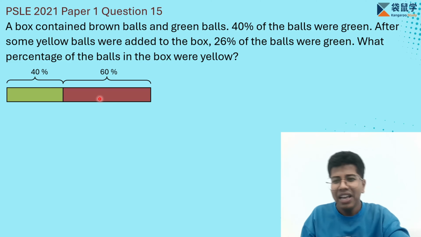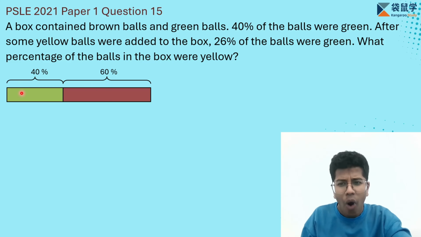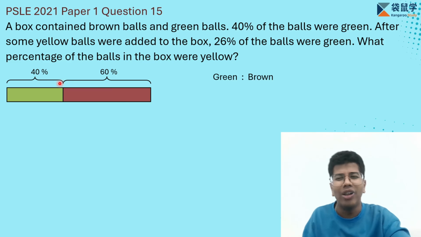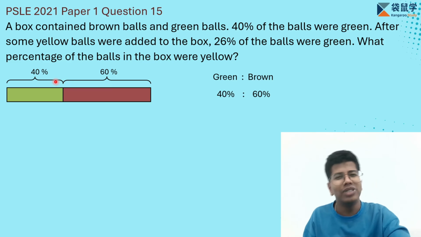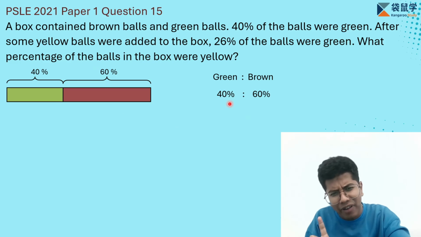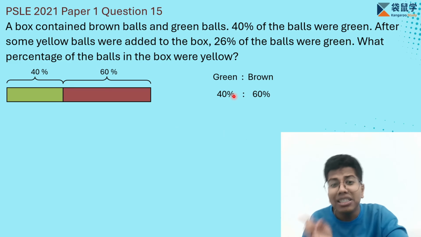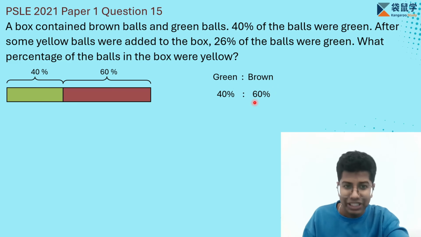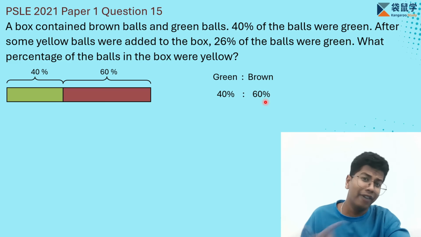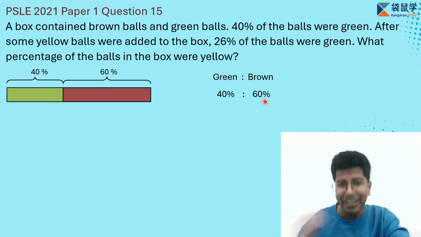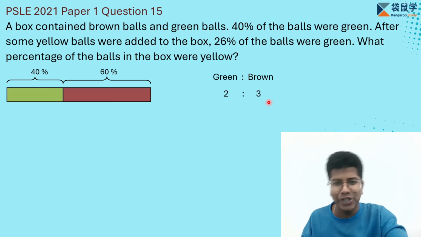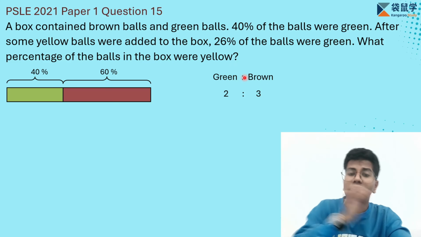So let's find the ratio of green to brown balls, because there are only two types of balls. So green to brown balls is nothing but 40 is to 60. Now we can simplify this information because I can see there is a percentage on both sides. So I can delete the percentage here and here. Then I have 40 and 60. Both values I can divide by 20, and it becomes 2 is to 3. So 2 is to 3 is the ratio of green to brown balls.